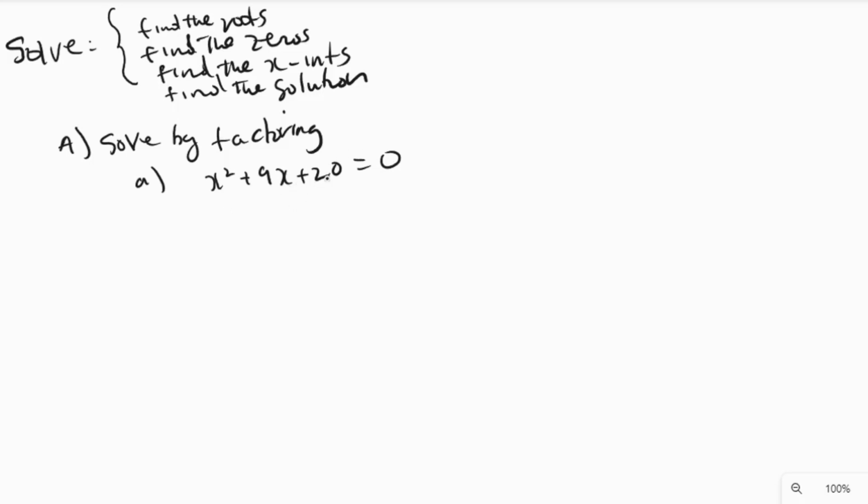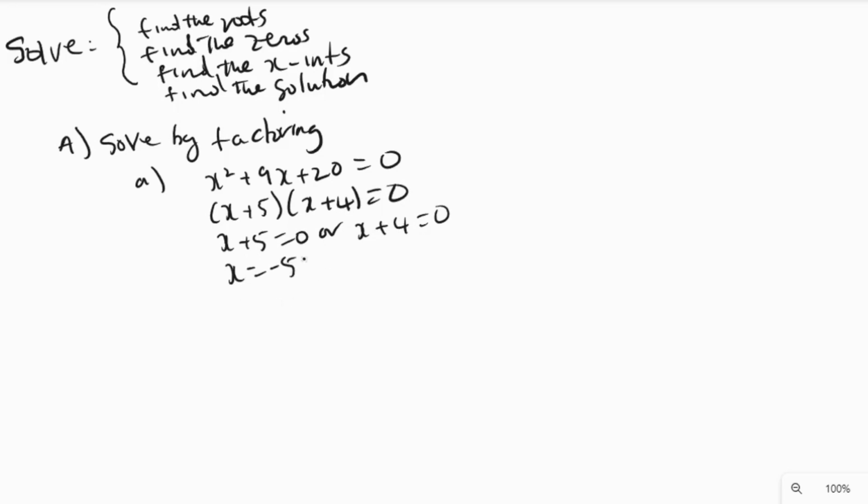So factoring, now we know the product is 20, the sum is 9. Therefore, the two numbers are 5 and 4. So we solve this one here, x plus 5 equal to 0, or x plus 4 equal to 0. Therefore, x equal to negative 5 or x equal to negative 4. So solve by factoring does not mean factor. So many students leave it as x plus 5, x plus 4 equal to 0. We have to solve it, we have to find the value of x.